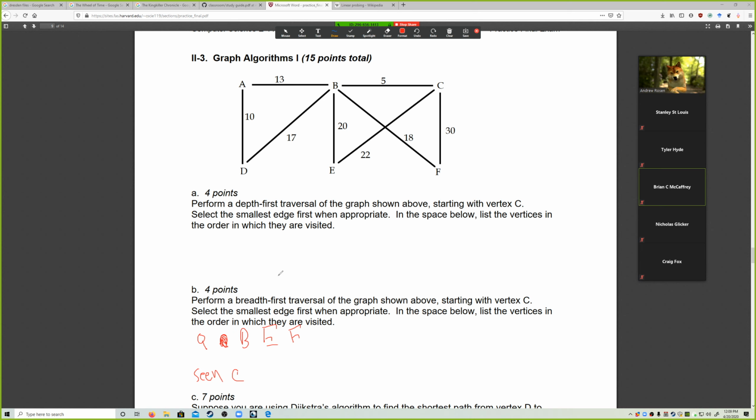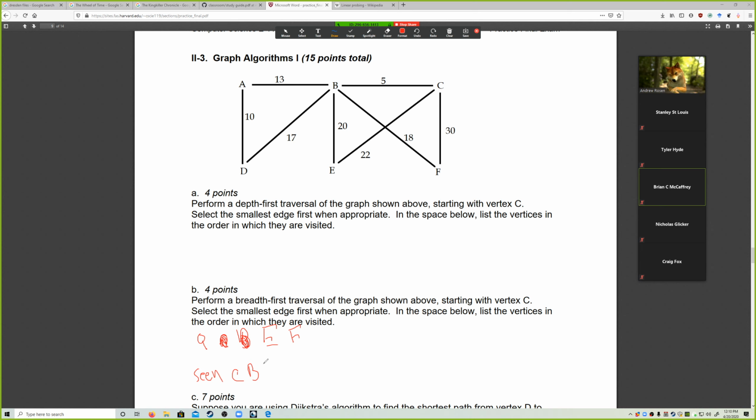Next is going to B. From B, I don't need to mark anything. From B, I can get to A, D, E, and F. So what order am I going to go in now? C to E is the cheapest. B to C is the cheapest, but I've already seen it, so never mind.